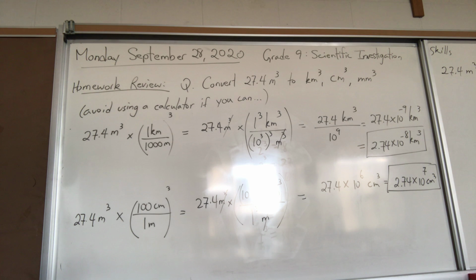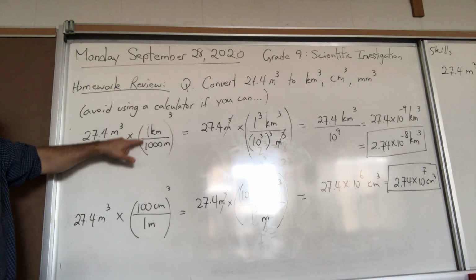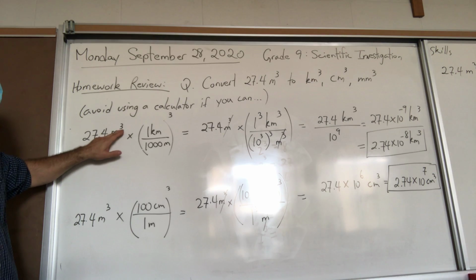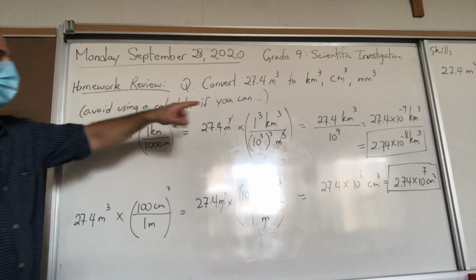You always start conversions by finding out what the linear conversion is, meaning if you had to only measure in one dimension. So if I said, how many meters are there in a kilometer? Most people know there's 1,000 meters in a kilometer, okay? So that's where I start. That's my conversion factor for the conversion of 27.4 meters cubed into kilometers, because that's the first one we're going to try to do.